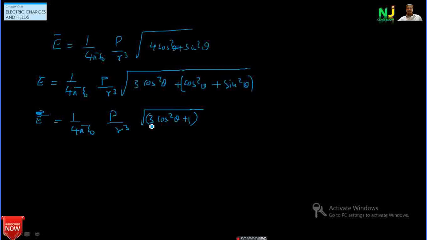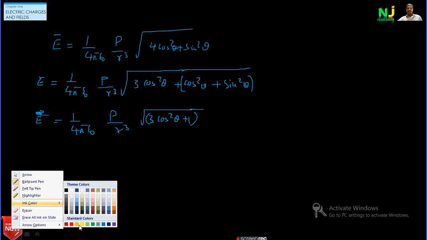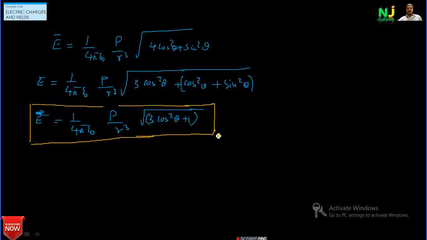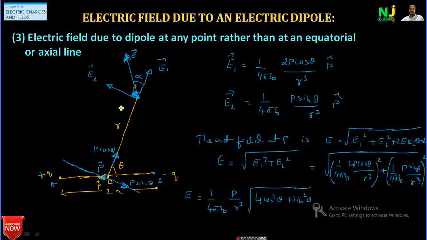Remember, this is the formula for the electric field at any point due to an electric dipole, neither on the axial point nor on the equatorial point. So now we already know that the resultant E vector makes an angle alpha with the direction of E1.